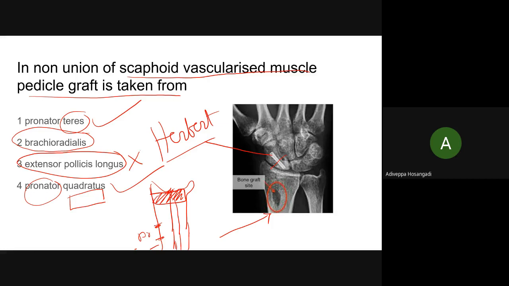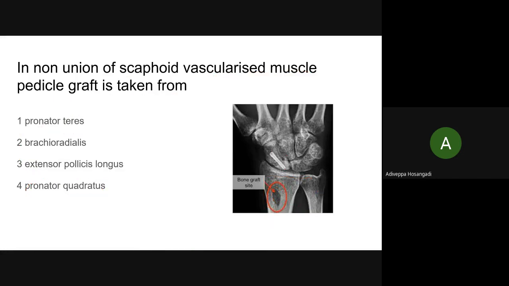See the gap here. This is the pronator quadratus. They have taken one part, elevated the pronator quadratus from the radius with a piece of bone, and turned it here. They have put it here, and then they have put this. So for non-union, the vascular muscle pedicle graft is taken from pronator quadratus.